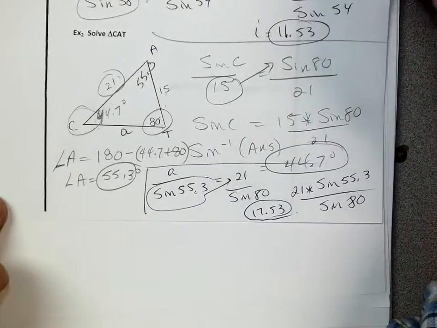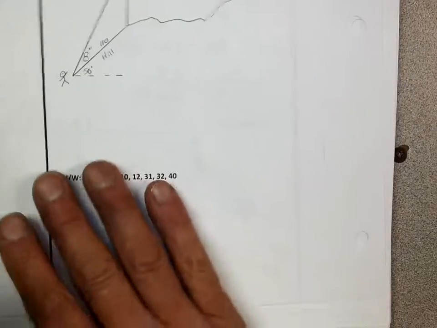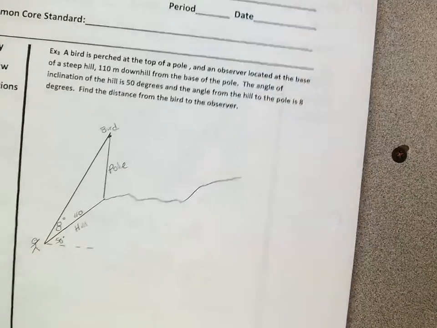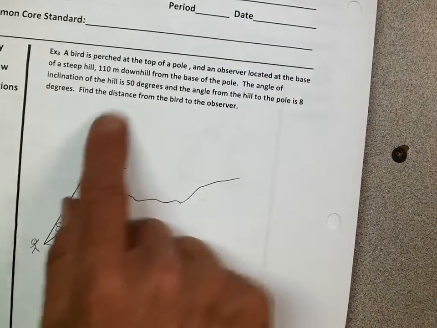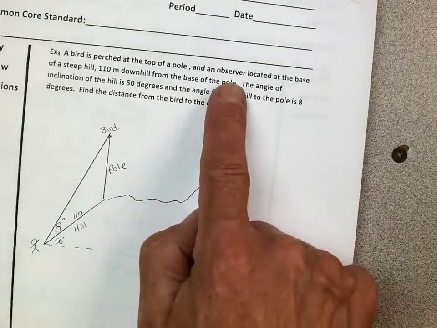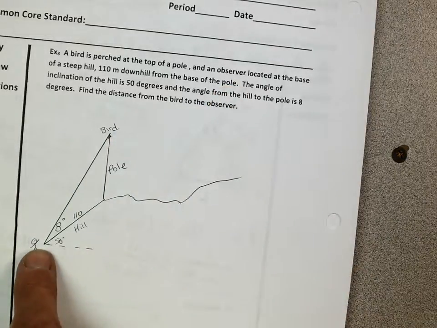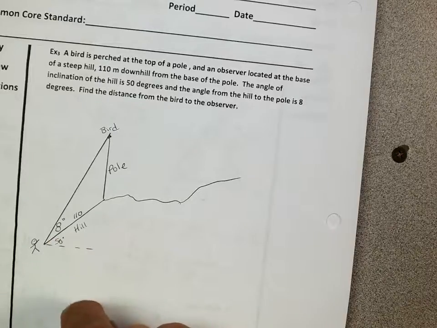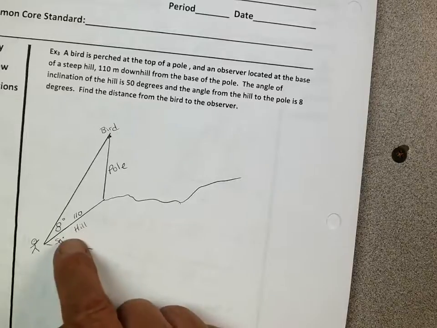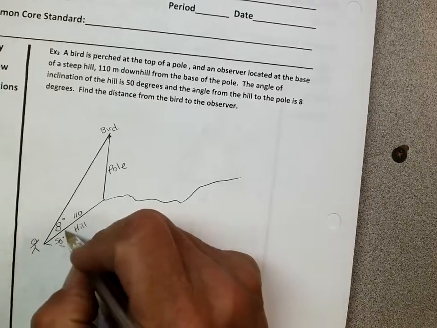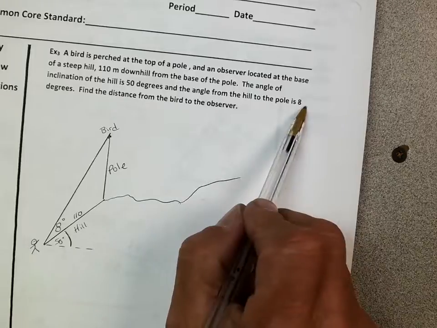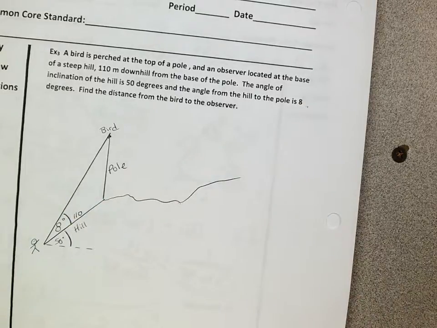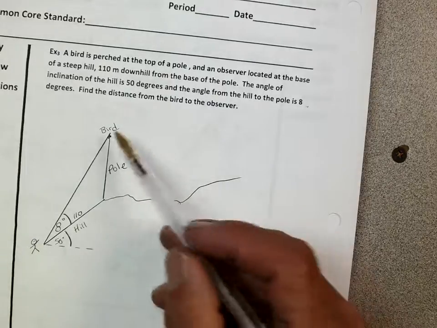Now, should we turn the page? Easy? All right, here we go. Example number 3. A bird is perched on top of a pole, and an observer is located at the base of a steep hill, 110 meters downhill from the base of the pole. The angle of inclination of the hill is 50 degrees, so that's 50 degrees right there. And from the hill to the pole is 8 degrees. Find the distance from the bird to the observer.